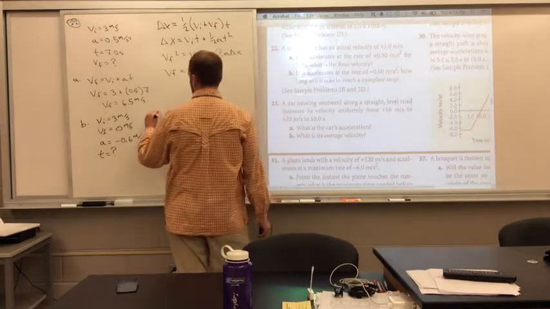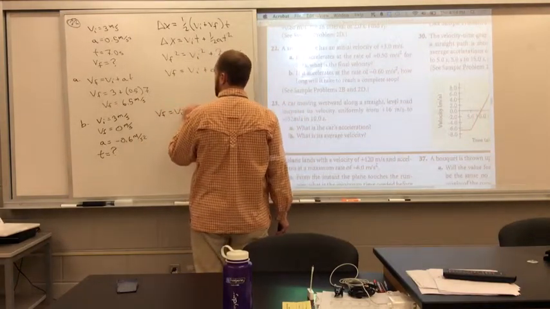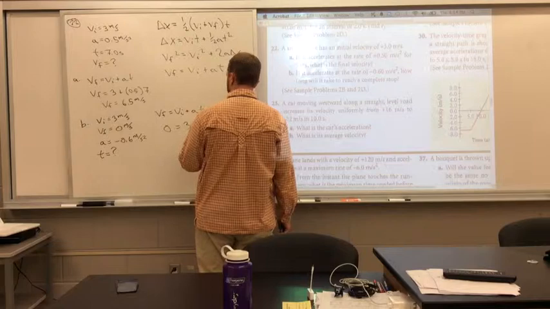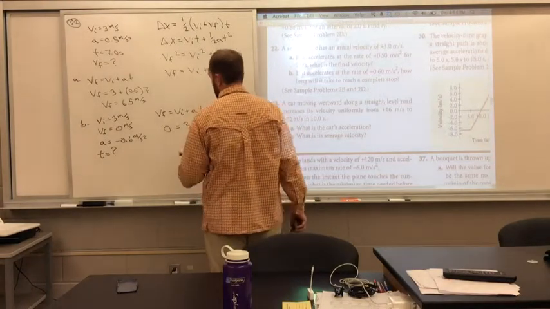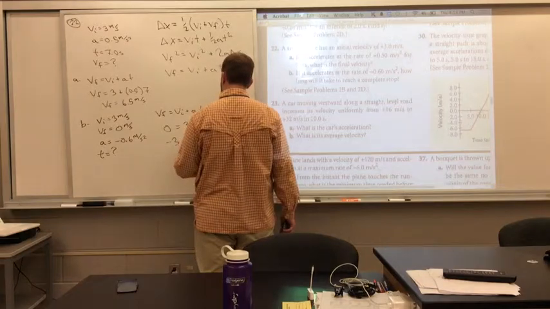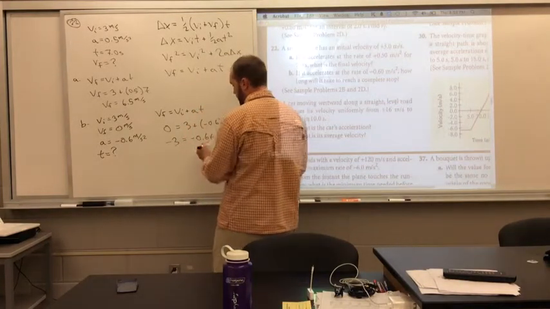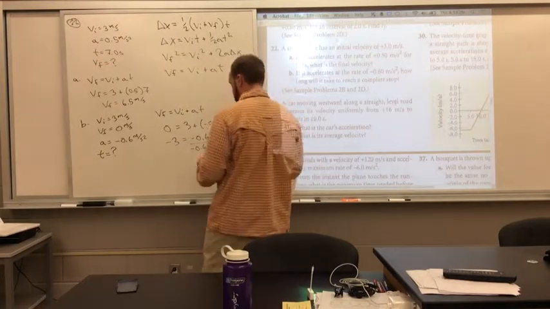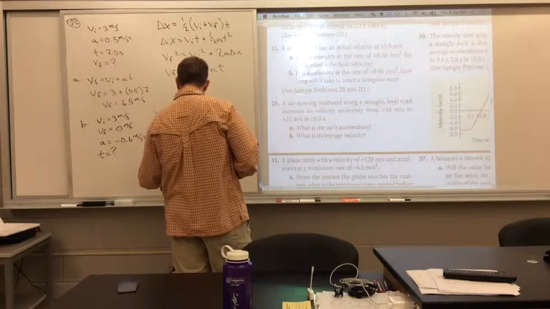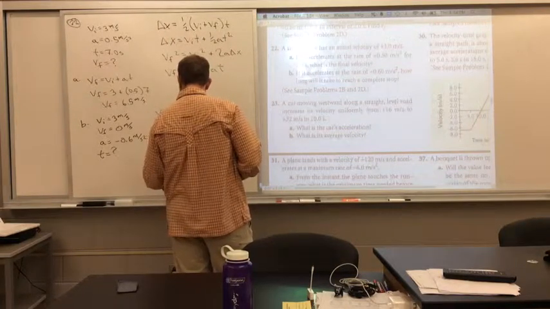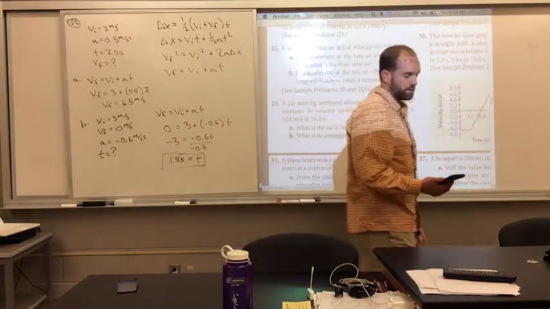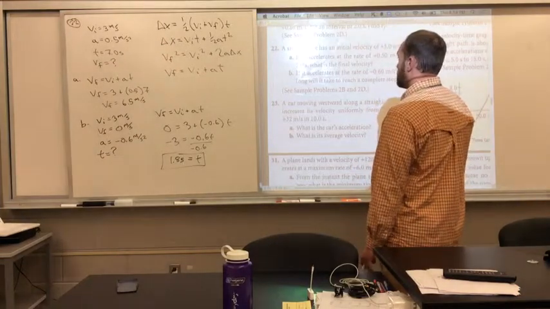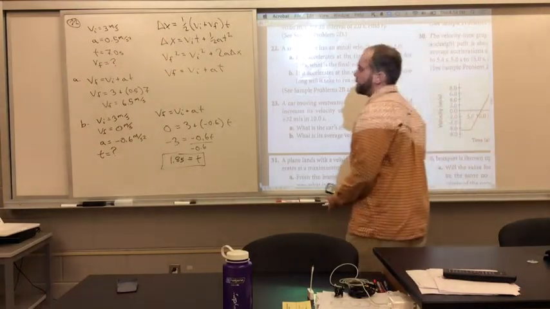Use this equation. VF equals VI plus A times T. Plug in. 0 equals 3 plus negative 0.6 times T. Subtract 3 from each side. Divide each side by negative 0.6. And I get time 1.8 seconds. So it'll take 1.8 seconds for that thing to slow down and stop. All right, that's the snowmobile problem. Now we got a car problem, number 23.